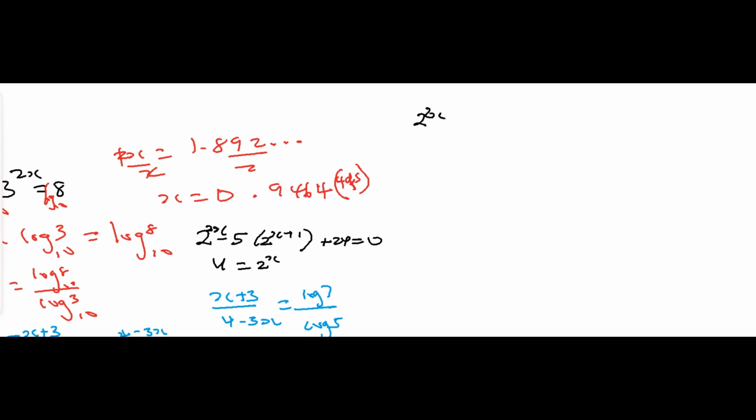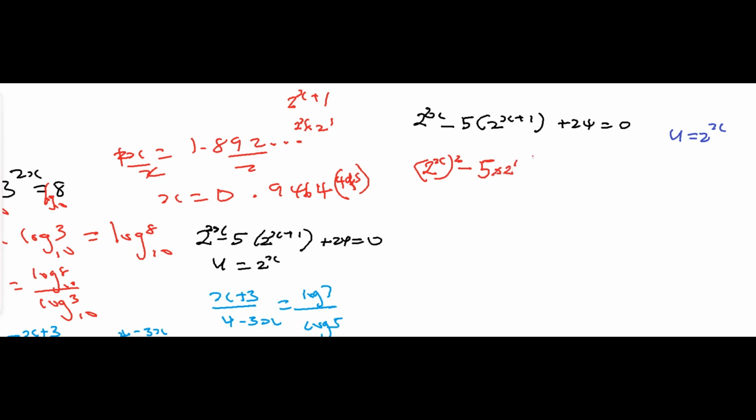2^(2x) minus 5 open bracket 2^(x+1) plus 24 equals to 0. Let me break it down as (2^x) all squared minus, this one can be broken down. You know, 2^(x+1) is the same thing as 2^x times 2 raised to power 1. So let me bring out 2 raised to power 1 and still have 2^x inside, plus 24 equals to 0.